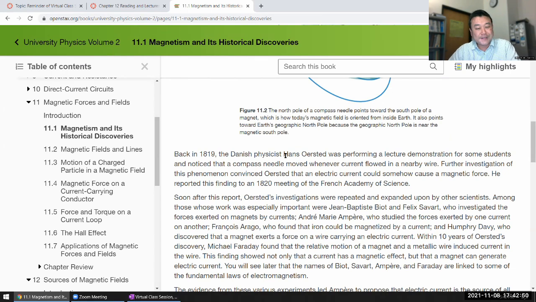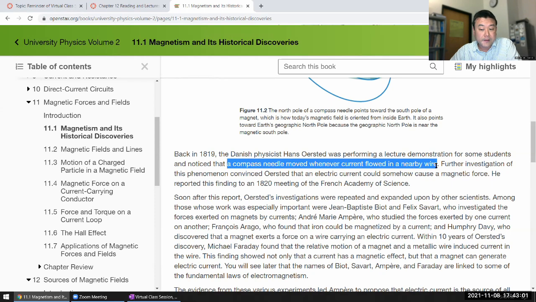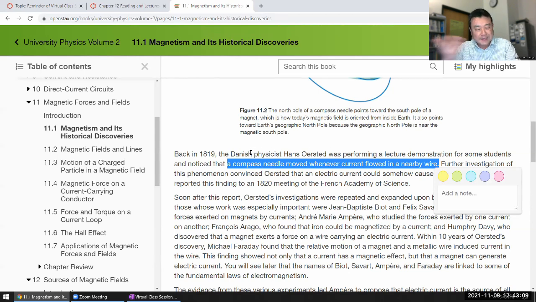So, Danish physicist Hans Ørsted was performing a lecture demonstration for some students and noticed that a compass needle moved whenever current flowed in a nearby wire. And I don't think it was quite an accidental discovery as this paragraph makes it sound, because I think there was some suspicion that there was a relationship between magnetic fields and electrical current.